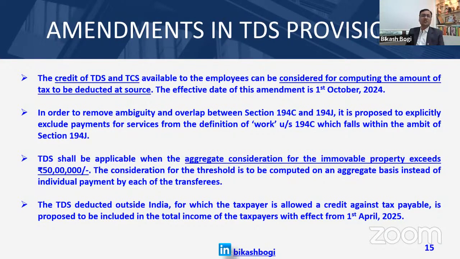One more clarification with respect to the definition of work as per section 194C and 194J. So they have brought out certain clarification and a few other amendments.